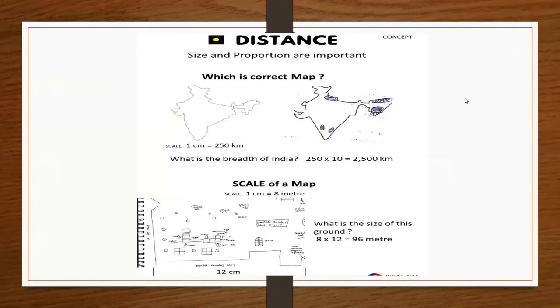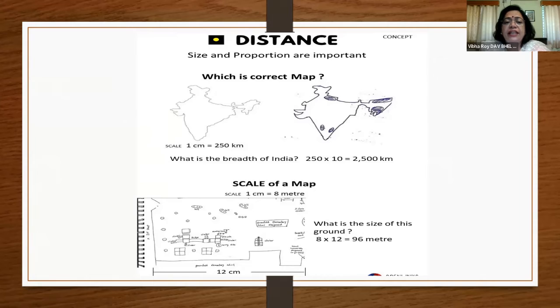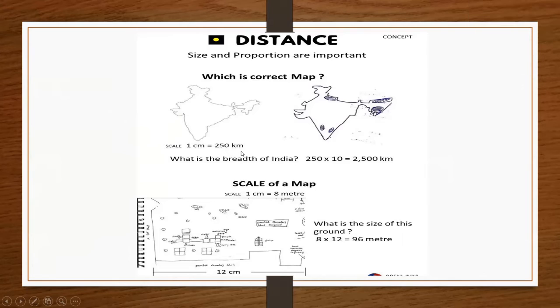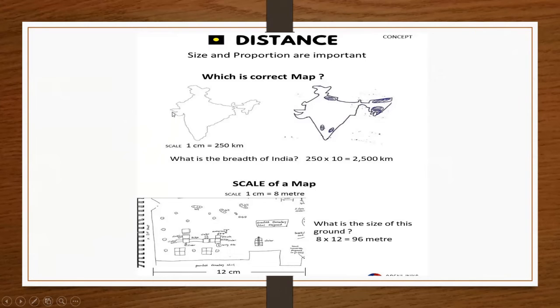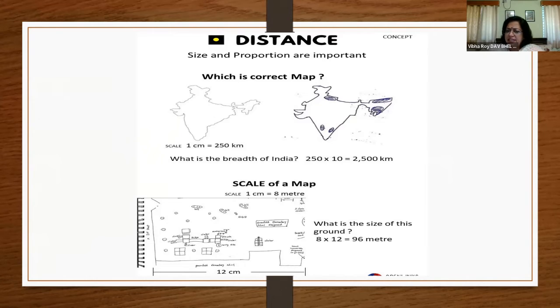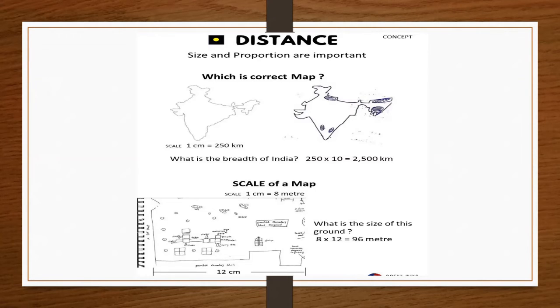Right. So if, see, 1 centimeter on the map here is like 250 kilometers on the road. 250 kilometers it is showing. So what is the breadth of India? 1 centimeter represents 250 kilometers. So 10 centimeters will represent 2500 kilometers. So scale will help us to understand what the place looks like on the ground, right? On a paper, we can't put the entire thing. So we have to reduce it to a particular scale so that we can put it on a paper.